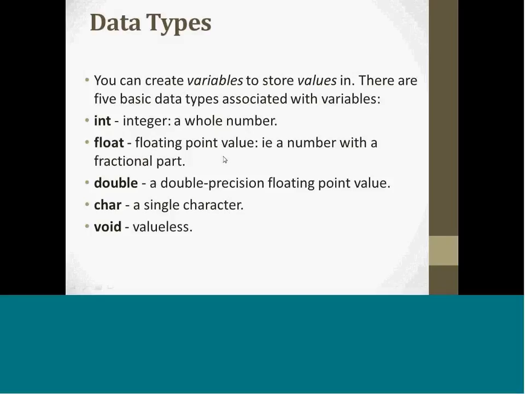Float is a floating point value, just a number with a fraction part. Double is a double precision floating point number. And the keyword char is for a single character. Void, I'll talk about this later. Basically, this means no type. So we will talk about more details about these data types.